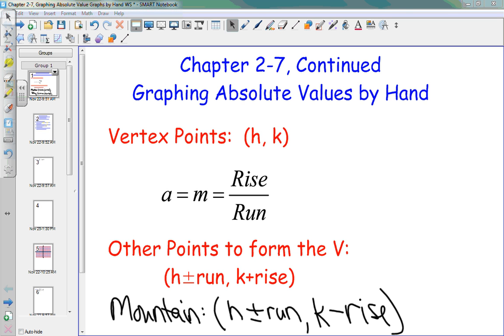The vertex is known as the point (H, K), correct? In addition to that, what we learned on Friday was that A is equal to my slope. What is slope? Rise over run. So if I'm giving you an A value that's a whole number, what should I turn my whole number into immediately? A fraction, by simply putting it over 1. Do we understand that? Okay?